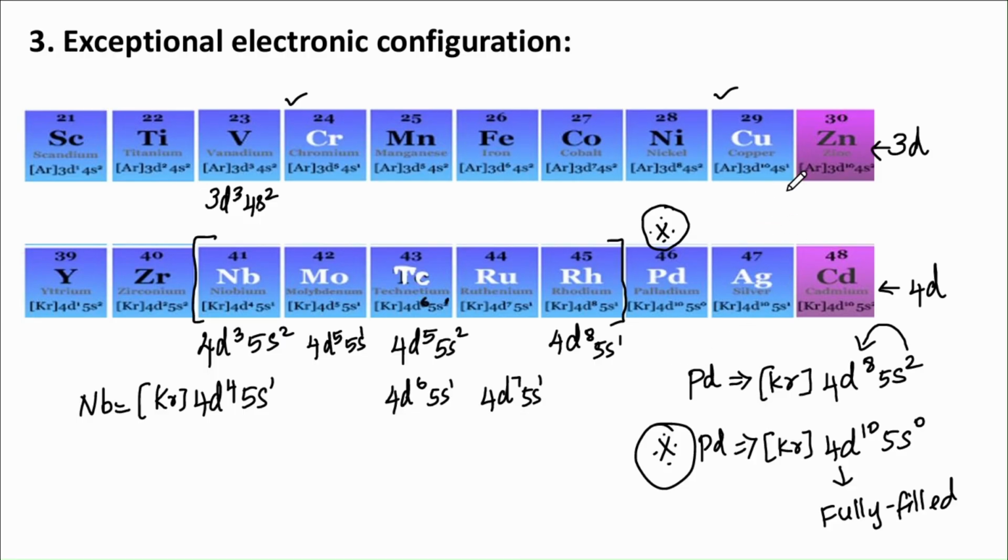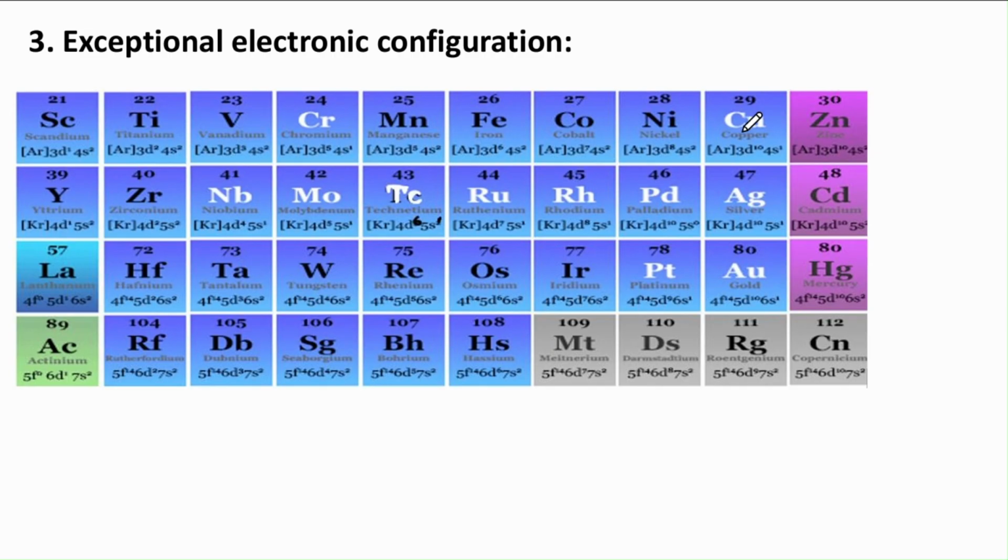Then going to silver, which comes after copper, we can tell the same reason. It has the configuration 4d10 5s1. So, the fully filled orbital is more stable. So, these are the exceptions in case of the 4d series.